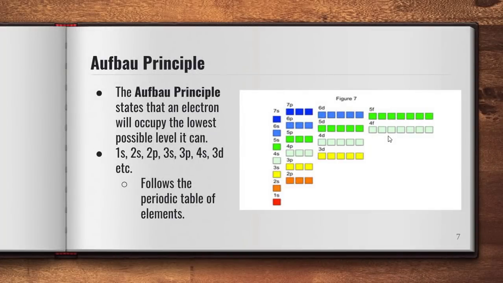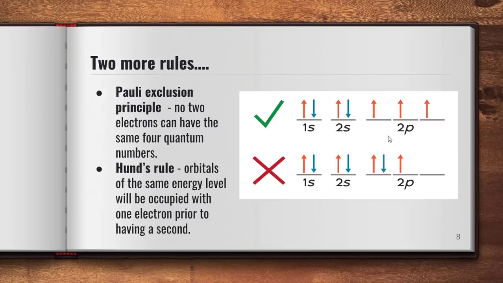So a couple of key rules, a couple of key principles that we want to look at here. One is known as the Aufbau Principle, which states that the electron will occupy the lowest possible level that it can. It's all about being energy efficient. So electrons are going to occupy the 1s orbital before they occupy the 2s orbital, because the 2s orbital is a higher energy level. Same thing with 2s and 2p. It will occupy the 2s level before the 2p. So essentially it follows the periodic table of elements going across. 1s and then 2s, 2p, 3s, 3p, 4s, etc.